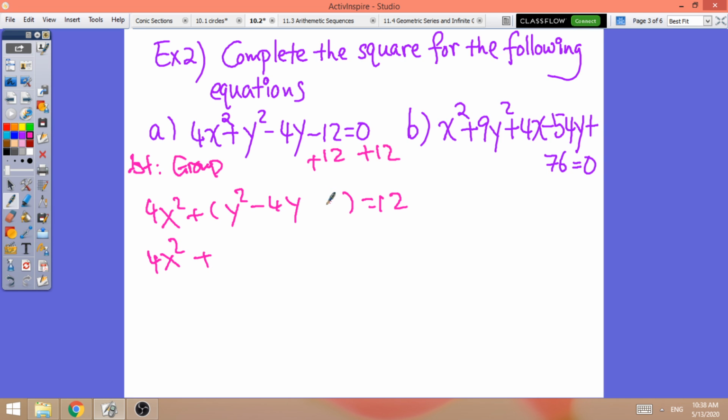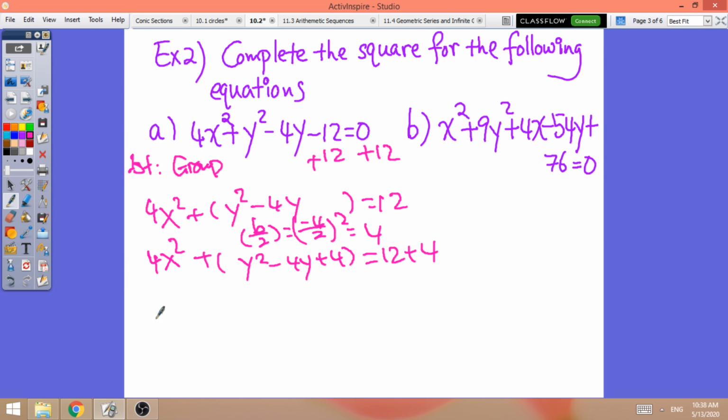And then for this one, in order to find out the number, again, it's b over 2 quantity squared. So negative 4 over 2 quantity squared. So we do have 4. So we add 4 on both sides. So now what we got here is 4x squared plus, try to factor it, y minus 2 quantity squared. So that equals 16.